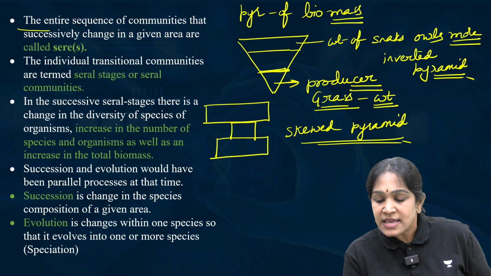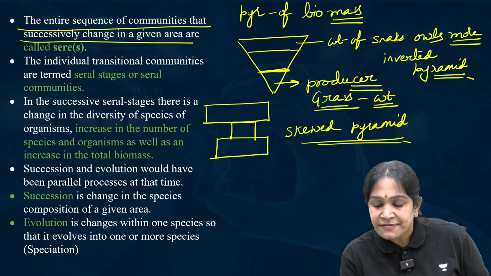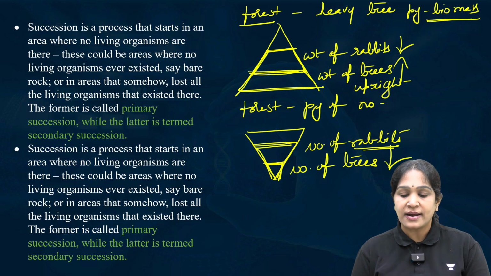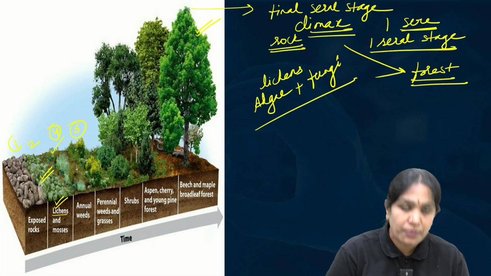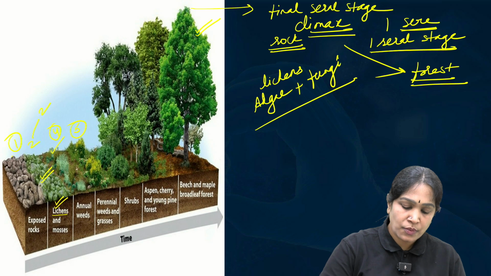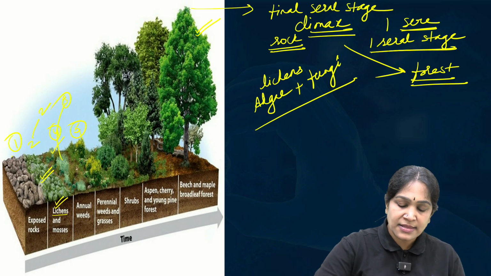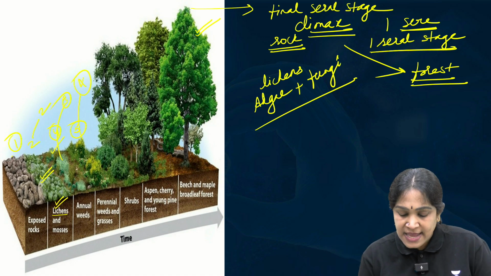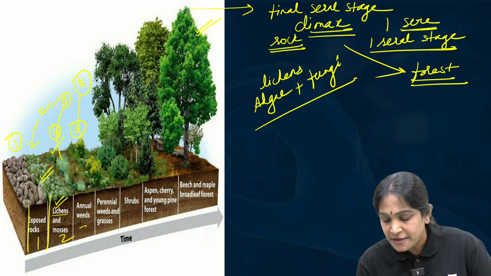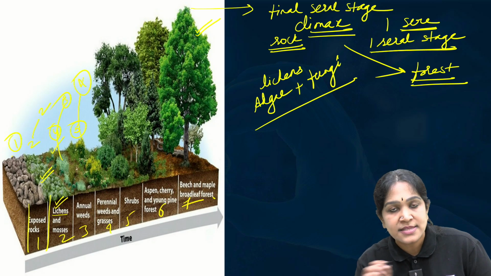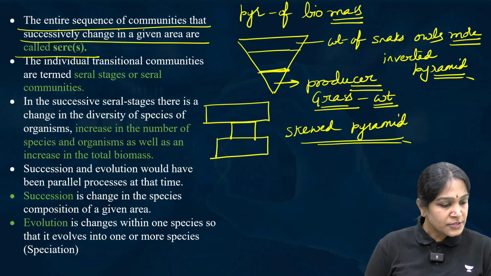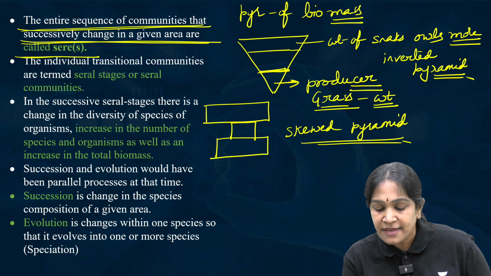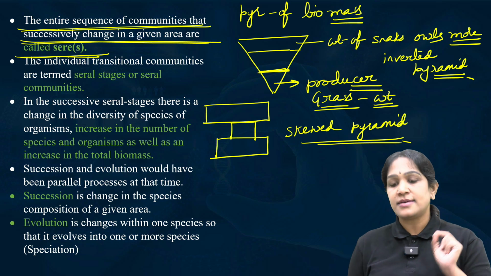The entire sequence of communities that successively change in a given area are called seres. Like this is sere number 1, this is number 2, number 3, number 4, or the seral stage number 4. Each stage is called 1, 2, 3, 4, 5, 6, 7. These are the seral stages.